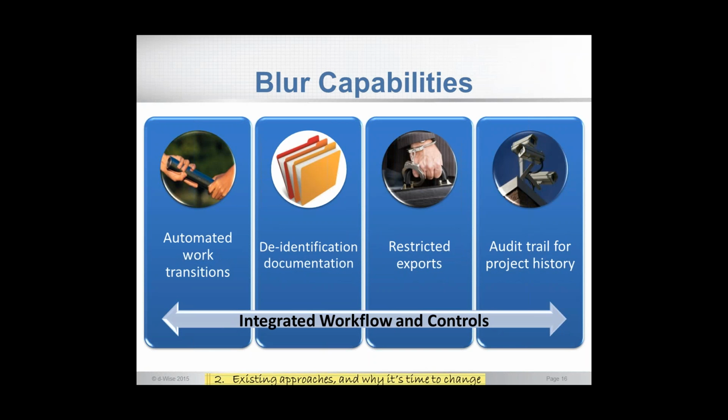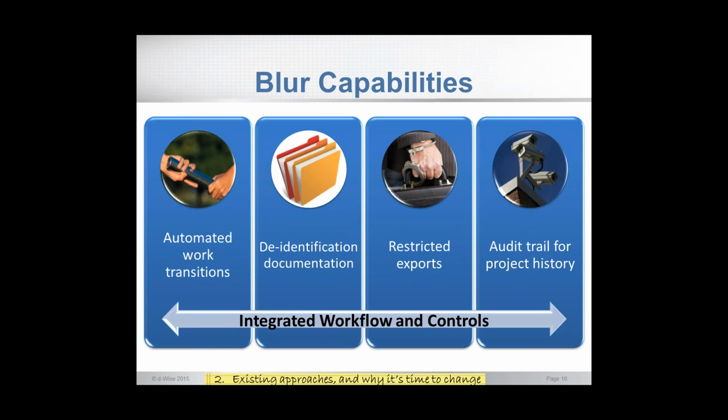From a workflow perspective, we've talked about this a little bit. We've got automated work transitions within the application so that as a de-identifier completes their work, they can pass it along to a reviewer within the application. That reviewer can ultimately sign off on it in the application or reject it if there's a problem. All that's managed internally, and ultimately what comes out of that is a sign-off that says the data is ready to be released out of the system because everybody agrees that it's complete.